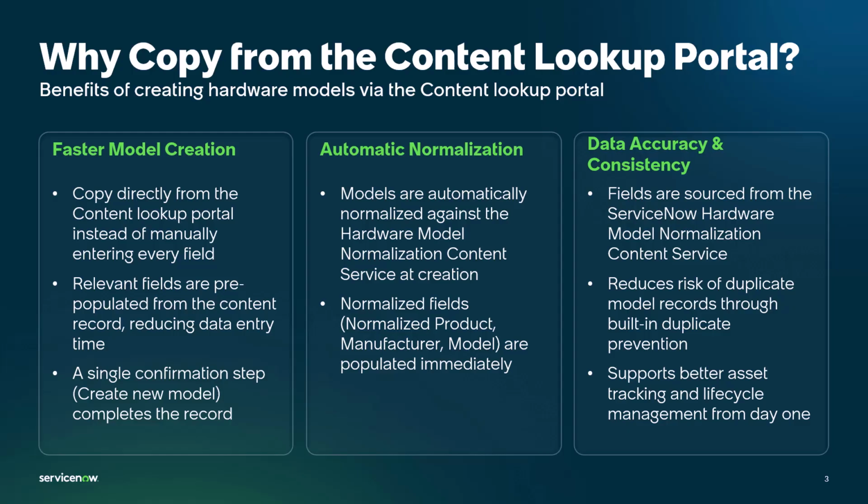You're also going to have basically a single confirmation step once you've found the content in the content library to really create that entire and complete record. So when you're completing that record, you're always still going to get that automatic normalization. As soon as you create it, it's automatically going to get normalized against the content library, and it's going to give you those really valuable fields: the normalized product, the normalized manufacturer, and the normalized model. Those are really important in a lot of the HAM processes, so it's great having those already populated and normalized fully for you. You're also going to get a lot better data accuracy and consistency because those fields are going to be coming directly from that content library.